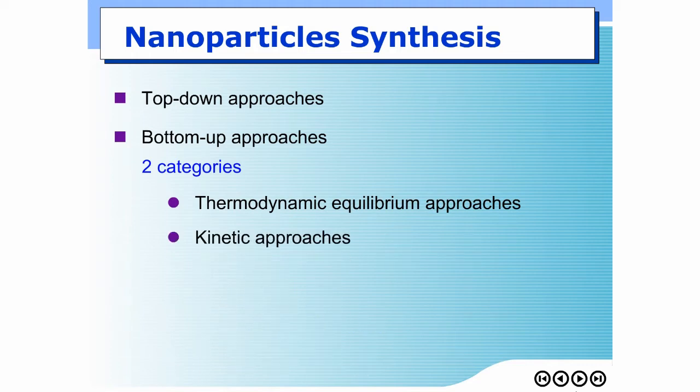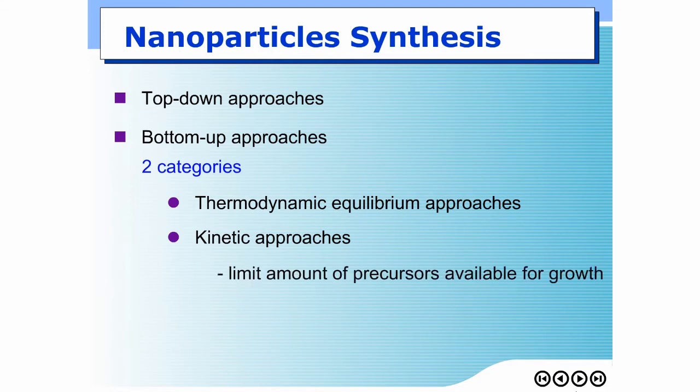For the kinetic approaches, as I said, even though we will not discuss the detail in this lecture, in general, I just want to give you a broad picture so that you can compare. For the kinetic approaches, basically there are 2 ways. First one is to limit the amount of the precursor so that the precursor runs out before the particles can grow larger than what we want. The other technique is to confine the space of the particle growth to be very small.